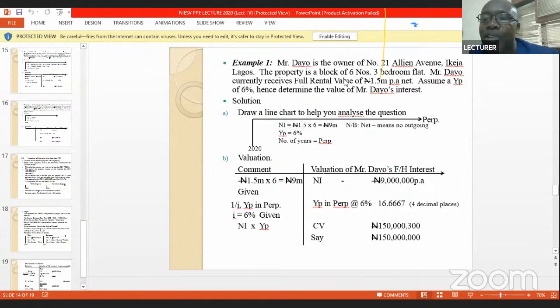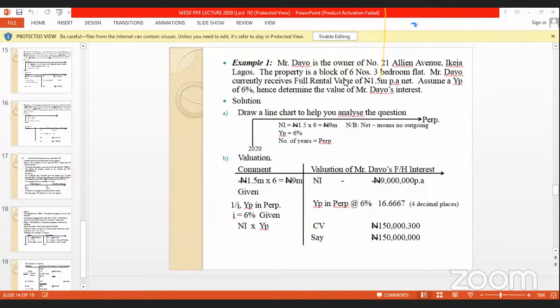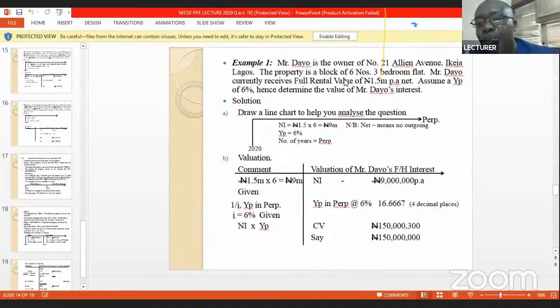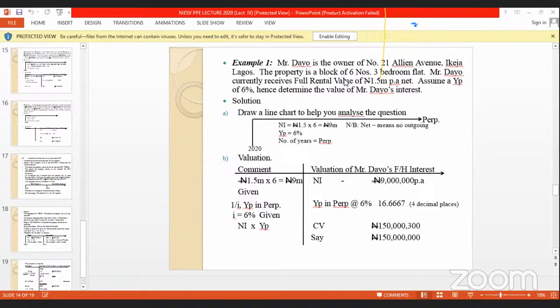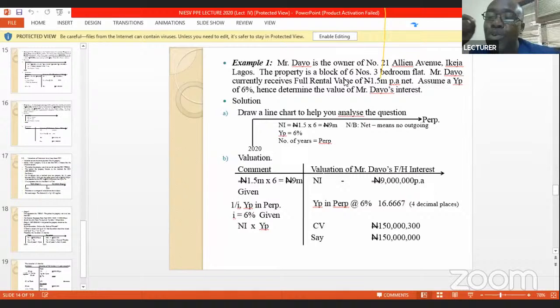Okay, for the landlord, there are 3. So the question is, when do we use which? I tried to explain it before you joined. Number 1, YP in PEP can only be used when you understand that the landlord is collecting a rent that is full rental value. Once you understand that, you must use YP in a PEP.